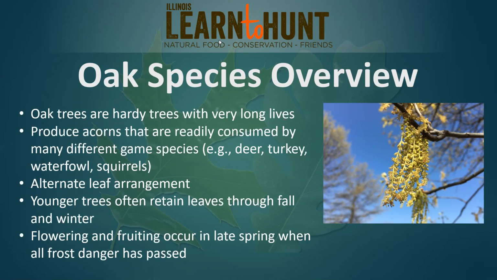The flowering and fruiting period for oaks is going to occur in late spring, once all that frost danger has passed. They're going to start dropping acorns late September through October, which is when you're going to see the peak acorn drop. And again, that's a really abundant food source for many wildlife species.